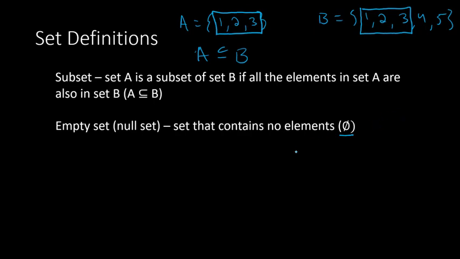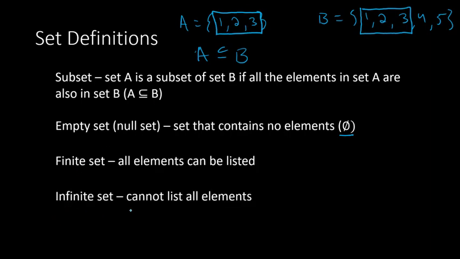Okay. And then we have what's called a finite set. Finite is the opposite of infinite. So infinite would be something that keeps going on forever, where we cannot list all the elements, right? Because it keeps going forever. It never ends. Whereas finite, that is the opposite of infinite, and there is a definite end. There's a limited number of elements. So for a finite set, all the elements can be listed because it does have an ending point.